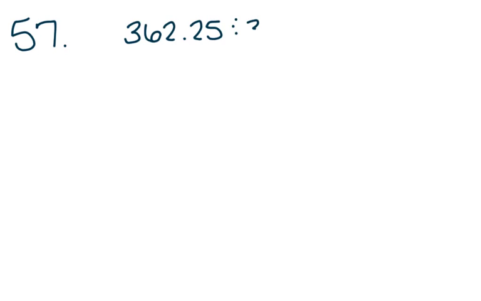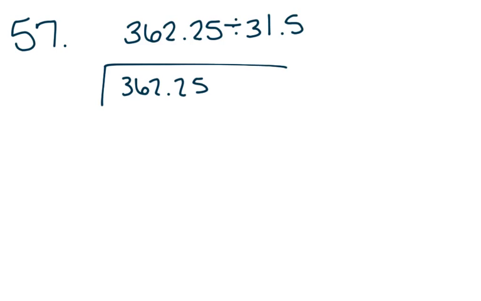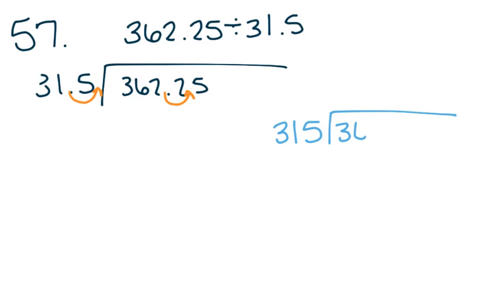And the last one for this section is number 57, 362.25 divided by 31.5. Okay, again, 362.25 would go on the inside, 31.5 on the outside. We'll move our decimal in one place on the outside, one place on the inside. We now have 315 on the outside and 3,622 and 5 tenths on the inside. We'll go ahead and line up your decimal.